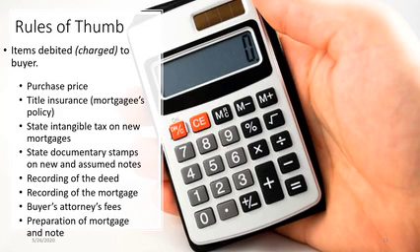Items that are charged, debited to the buyer: purchase price, title insurance, state intangible tax on new mortgages, state documentary stamps on new and assumed mortgages or notes, recording of the deed, recording of the mortgage, the buyer's attorney's fees, and preparation of the mortgage and note.